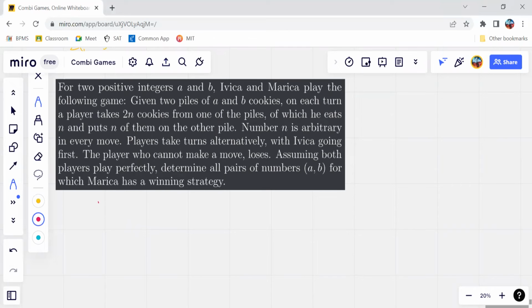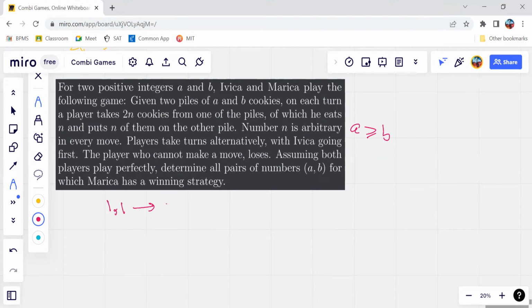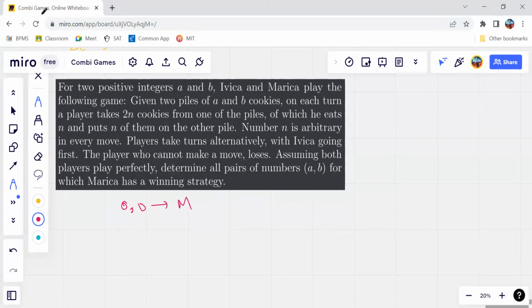Okay, I'll just start doing a bunch of small cases here. Can you try 3 and 2, please? Yeah, we'll get to it. So first, also, just assume A is at least B. The other thing is symmetric. So 1, 1, Marika wins. 1, 2. We should do 0 also. 0, 0.